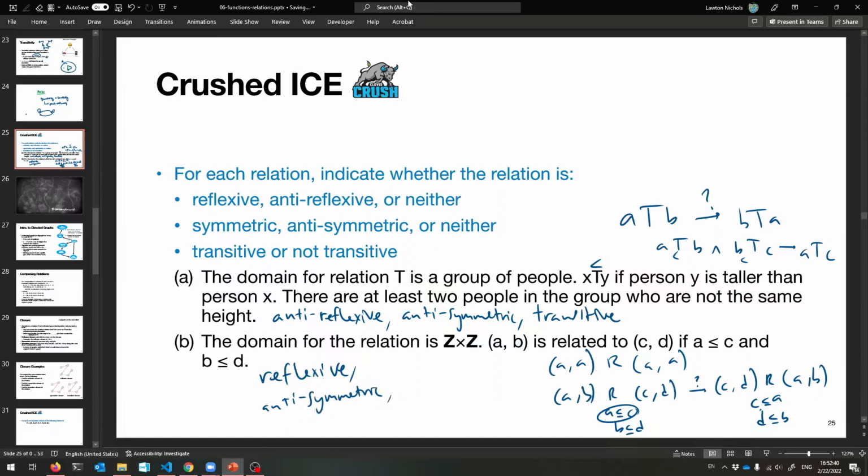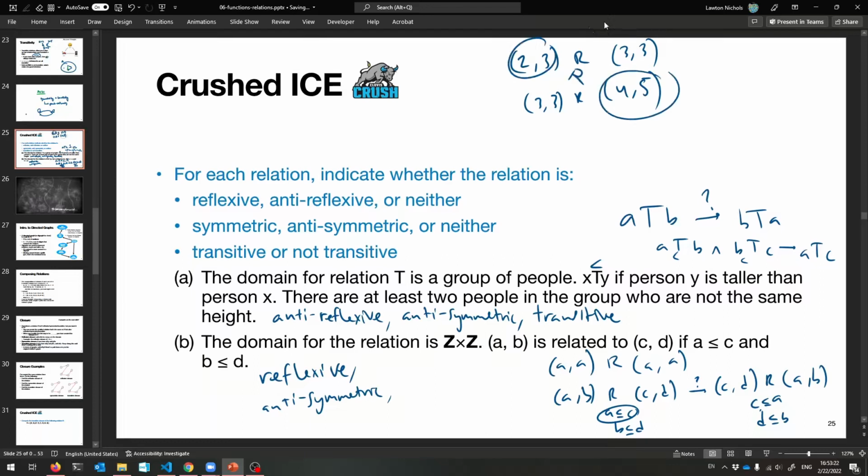All right, finally, let's try transitivity, and I've run out of room down there, so let me write up here. So if I have two elements related to each other, let's try and hard code them. Let's say (2, 3). I know that (2, 3) is related to (3, 3), for example, because 2 is less than or equal to 3, and 3 is also less than or equal to 3. And then if I also have (3, 3) related to (4, 5), this is again true because 3 is less than or equal to 4 and 3 is less than or equal to 5. If I draw it this way, do I immediately get that (2, 3) is related to (4, 5)?